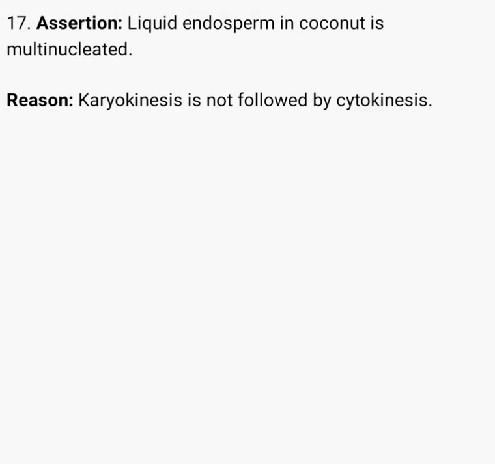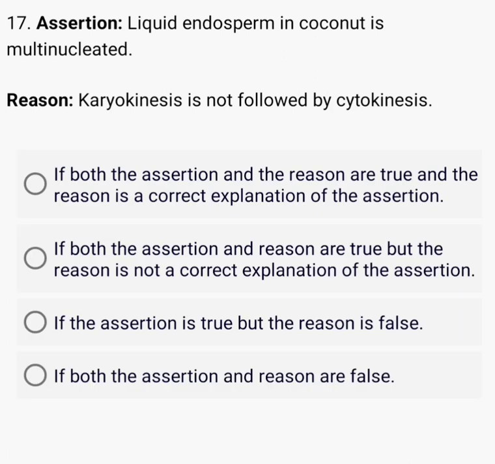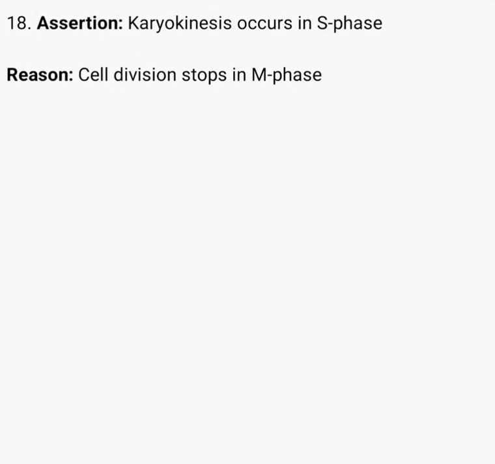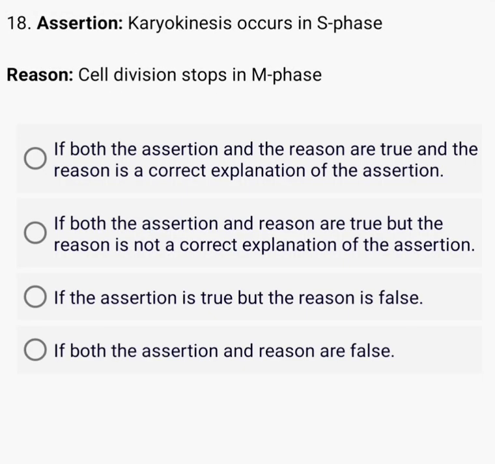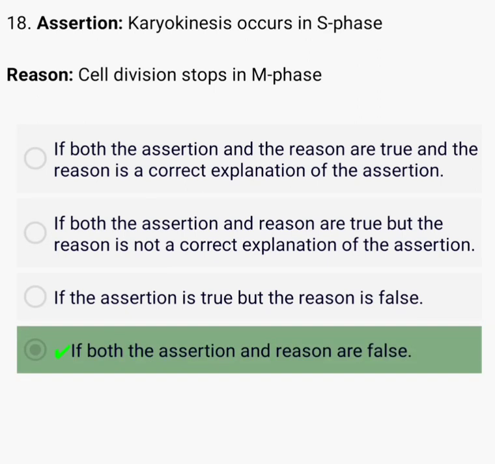Right. Assertion: liquid endosperm in coconut is multinucleated. Reason: karyokinesis is not followed by cytokinesis. Right. Assertion: karyokinesis occurs in S phase. Reason: cell division stops. Right.